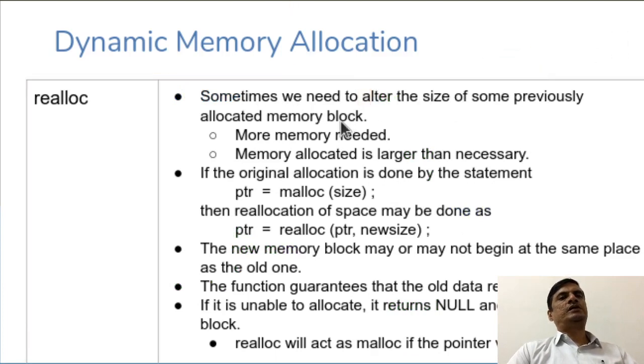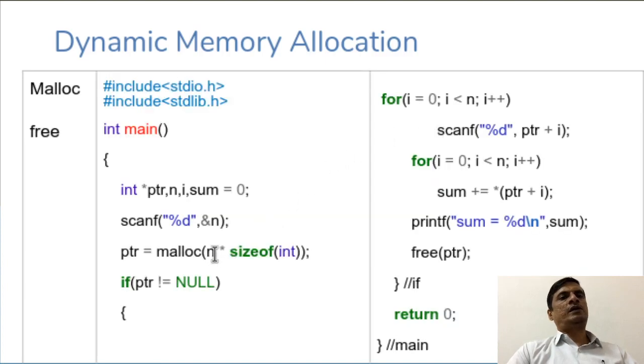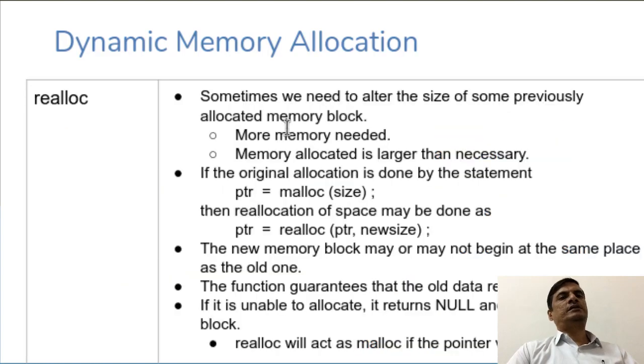Sometimes it so happens that we need to alter the size. Earlier in the previous program, I have allotted only 10, so when n is 10, only 10 integer data types are going to be allotted with memory. But if we want to suddenly increase at runtime to more than 10 values, then you need to realloc. So earlier some memory has been allotted through malloc, and only then can you use realloc. When more memory is needed, or the memory allocation is larger than necessary, we use realloc.